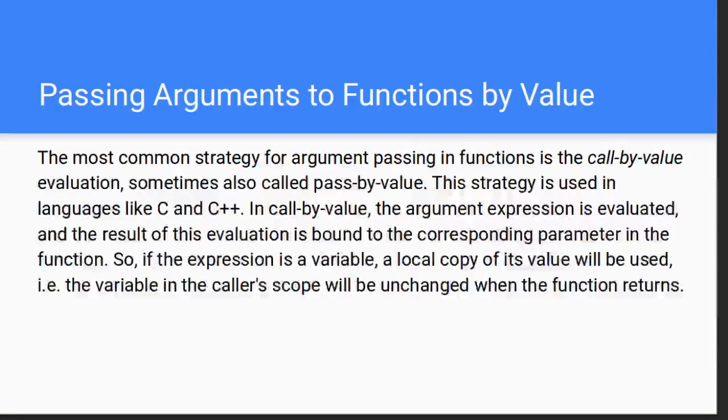So the most common strategy for passing arguments is call by value, and when the expression is evaluated, the value is bound to the corresponding parameter in the function. So if the expression is a variable, a local copy of the value will be used in the function. In other words, the variable in the caller scope will be unchanged, cannot be changed by the function.